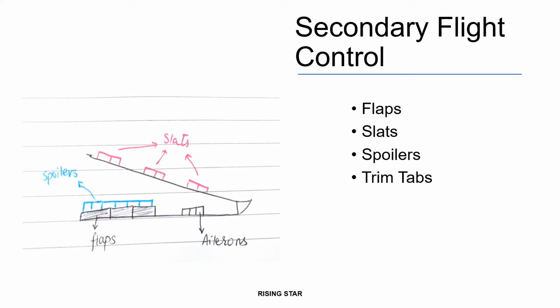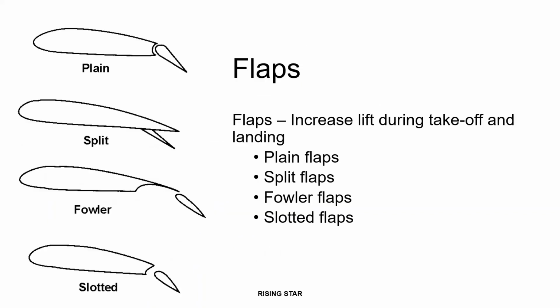Here I have shown a rough sketch of slats, spoilers, and flaps. Flaps are found on the trailing edge of the wing, and they increase the lift during low speed operations, for example during landing or takeoff. And there are four different types of flaps. I have shown the picture here as well. First one is the plain, the second one is a split flap, and then we have Fowler flaps and slotted flaps.